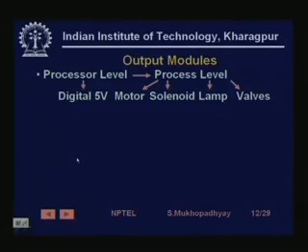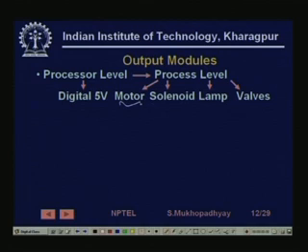Then we have output modules. They do the reverse. They translate processor level signals to process level signals. They are output devices, and these process level signals then go to things like motors, solenoids, lamps, valves. They have to actually do work, right? So they have to be converted in form. Sometimes they have to be made analog, or sometimes even on off kind of signals, but they have to be increased in power because they are supposed to do work, right?